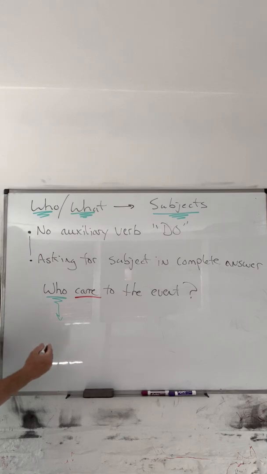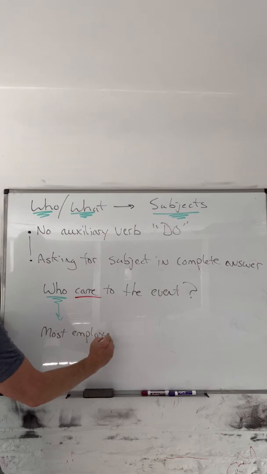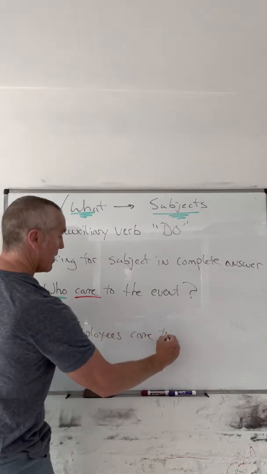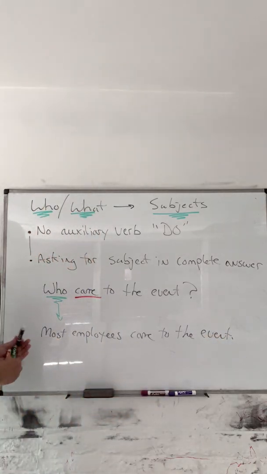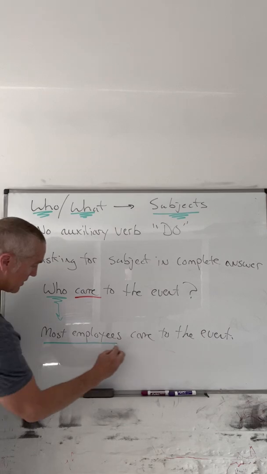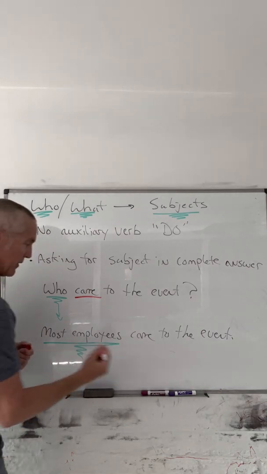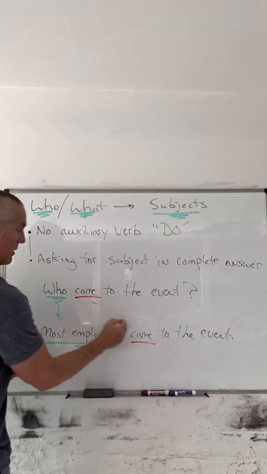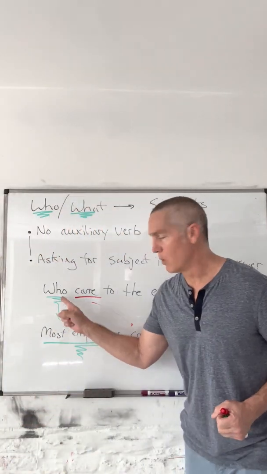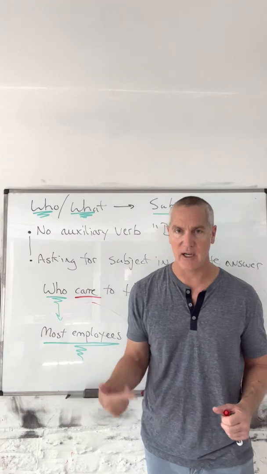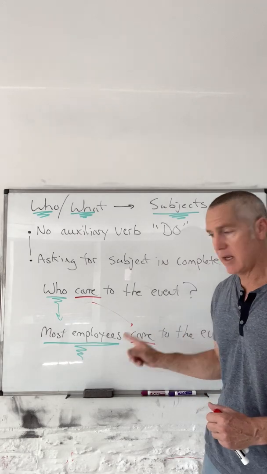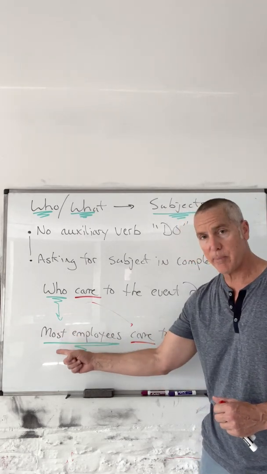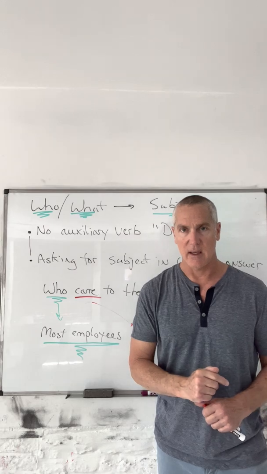And the answer would be like this. Most employees came to the event. And again, the subject is right here, most employees, and then here's the verb, came, right? So again, the word who is functioning as the subject of the question. Who came to the event? And the information you want is right here. Most employees came to the event.